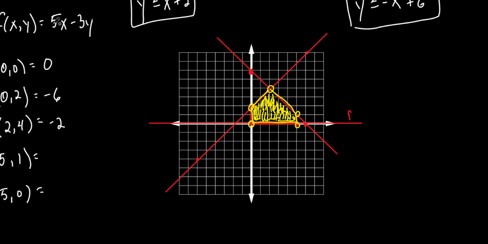5, 1. Put a 5, that's 25. Put a 1, that's 3. 25 minus 3 is 22. Okay? And then put a 5, 0 in for it. So put a 5, that's 25. That's a 0, that's 25. Make sense? Just plug and chug. Easy. So now we're finally ready to get our answer.